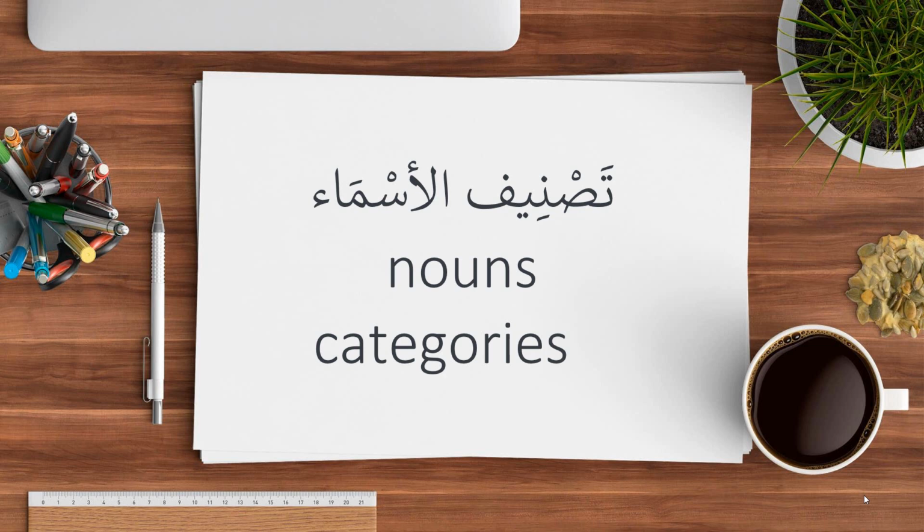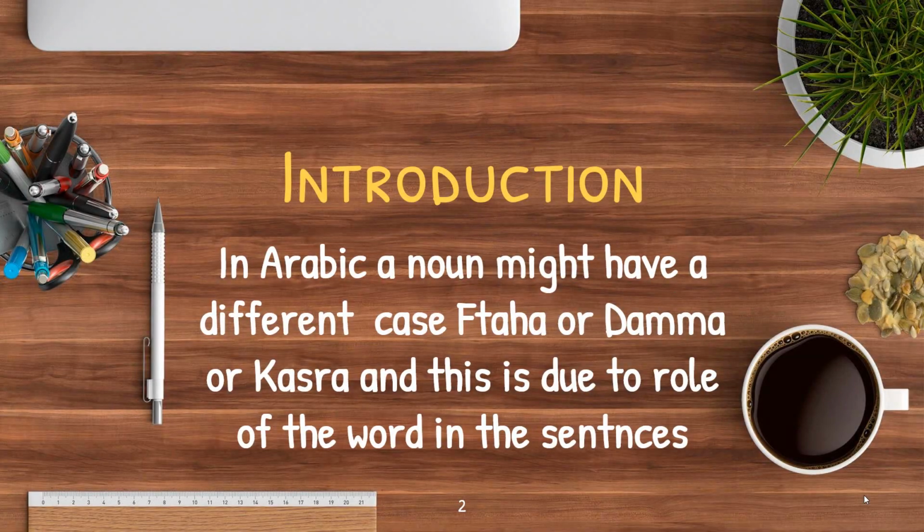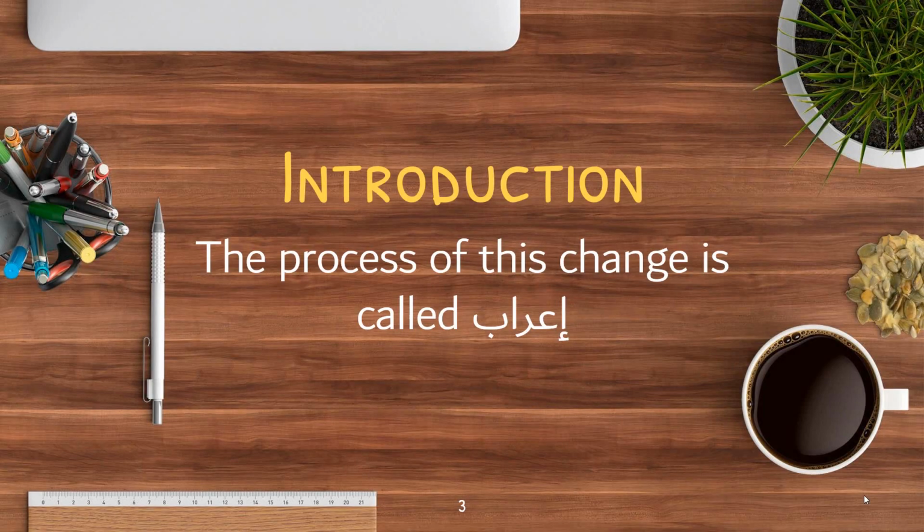In today's video, we will talk about تصنيف الأسماء, which is noun categories. One of the things that we need to review before we talk about this topic is that you need to remember that in Arabic, when we have a noun, it might have a different case ending, fatha or dhamma or kasra, and this will depend on the role of the word in the sentence. Now, this process of this change, we call it i'rab.